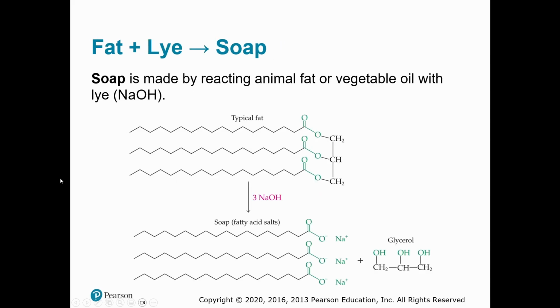Let's go through the chemical reaction that occurs when soap is formed. On an industrial scale, soap is made from reacting animal fat or vegetable oil with lye. We can see the structure of fat, which contains this ester linkage. This oxygen, 3 times bound to a glycerol backbone, forms the structure of fat. When this is reacted with sodium hydroxide, the oxygen-carbon bond is broken, and that forms the soap and liberates the glycerol backbone.